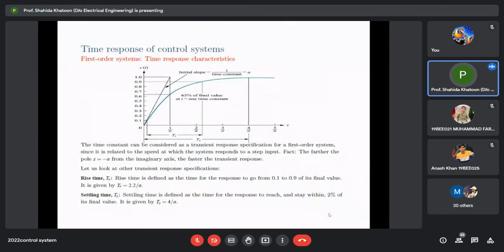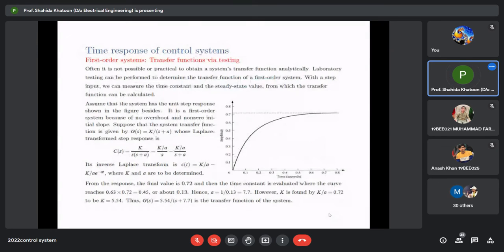This is basically the first order time response, and it is not practical to obtain a system's transfer function analytically. So laboratory testing can be performed to determine the transfer function of a first order system. With a step input, we can measure the time constant and the steady state value, from which the transfer function can be calculated. So assume that the system has a unit step response as shown in the figure. It is a first order system because of no overshoot and non-zero initial slope, right? So this is the shape of the first order system.